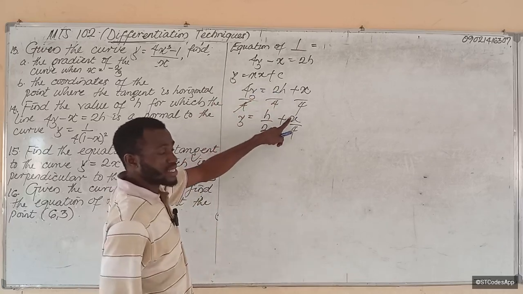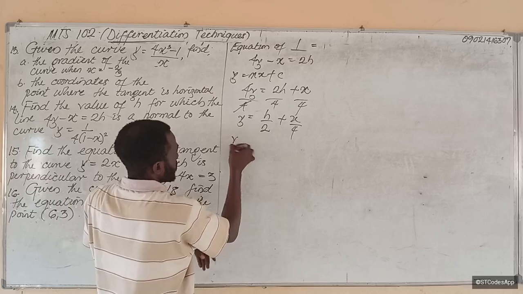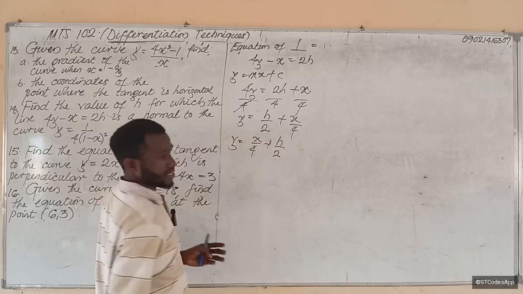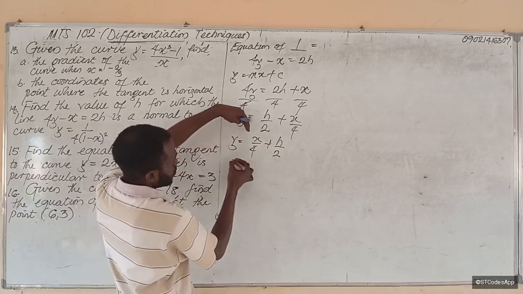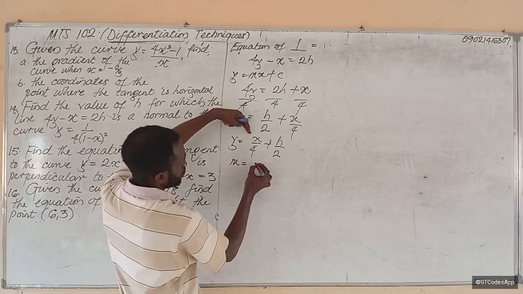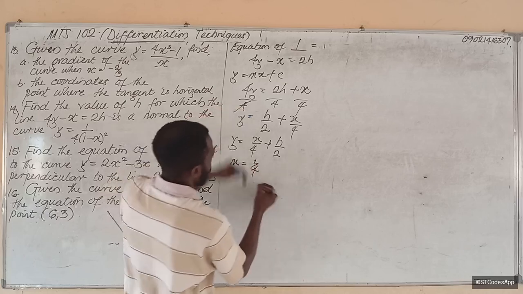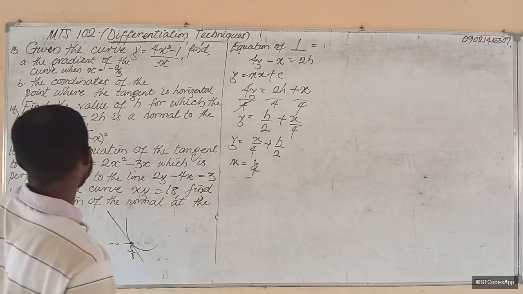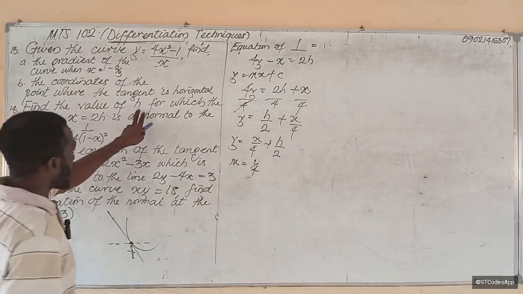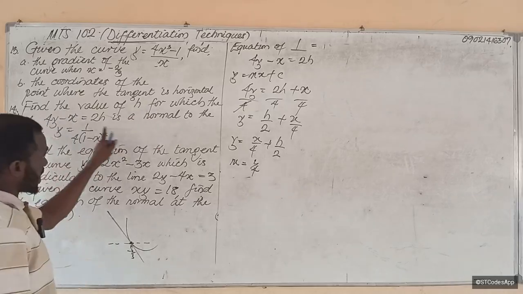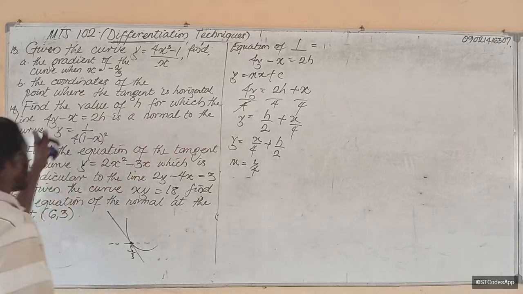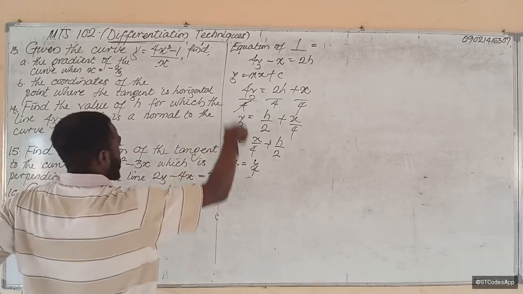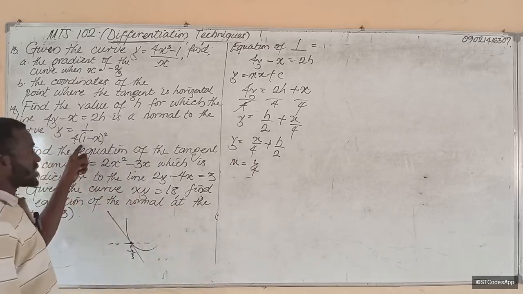So what's the coefficient of x? We should rearrange it, in fact: y equals x over 4 plus h over 2. It doesn't affect the sign here because it's positive. So our gradient is equal to 1 over 4. The gradient of that line is 1 over 4. And it says the value of h for which this line will be a normal to this curve. That means this line will be perpendicular to the tangent of the curve.